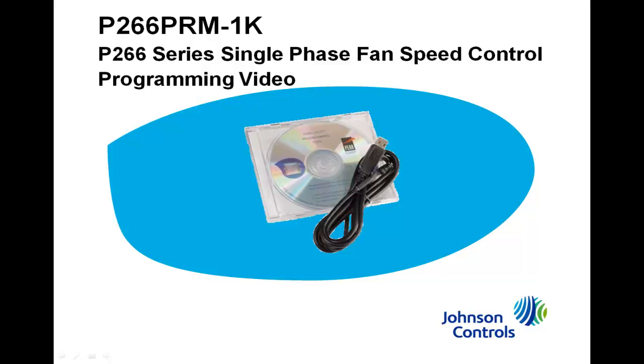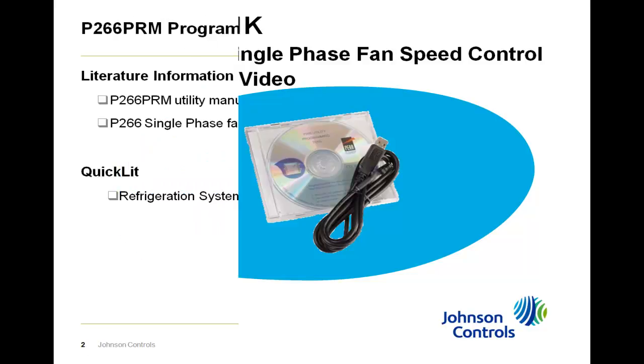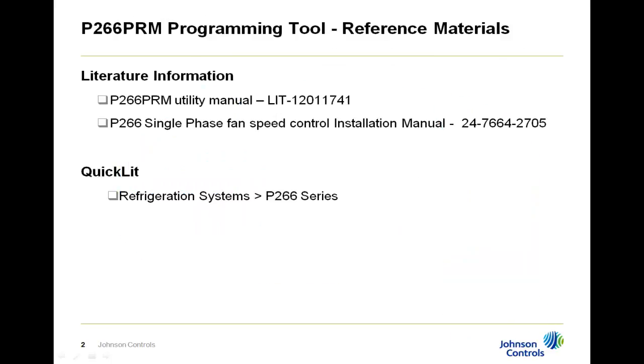control. Before we get into the programming with this new tool, there are several documents which should be reviewed to help familiarize yourself with the tool as well as the P266 control itself. The P266 utility manual for this software is LIT-12011741. The installation and wiring instructions for the P266 single-stage condenser fan speed control is 24-7664-2705. These documents can all be found on our Johnson Controls Quick Lit website.